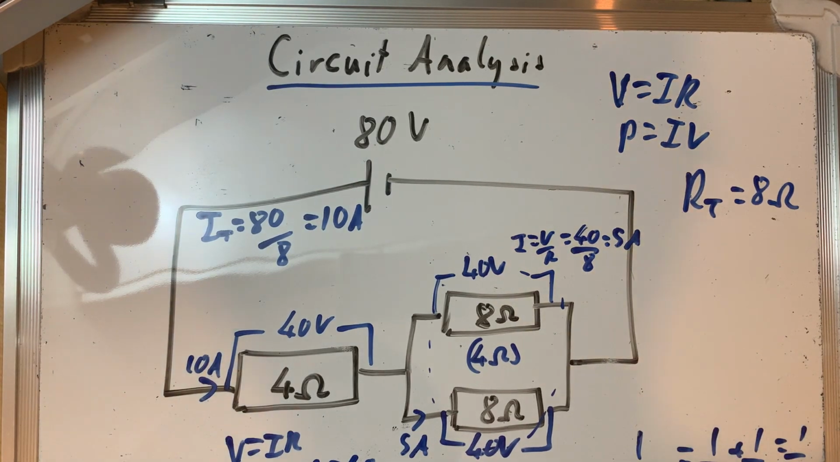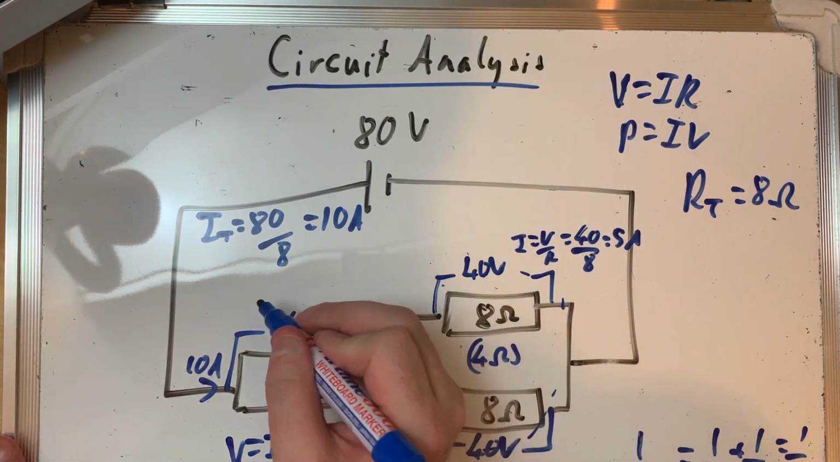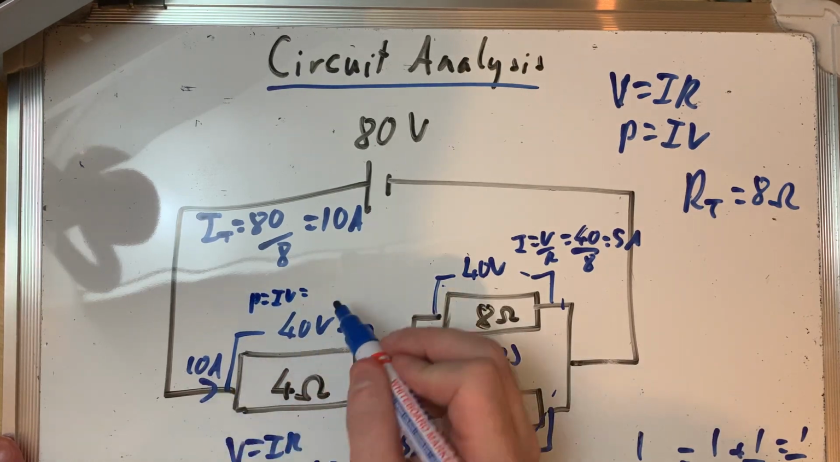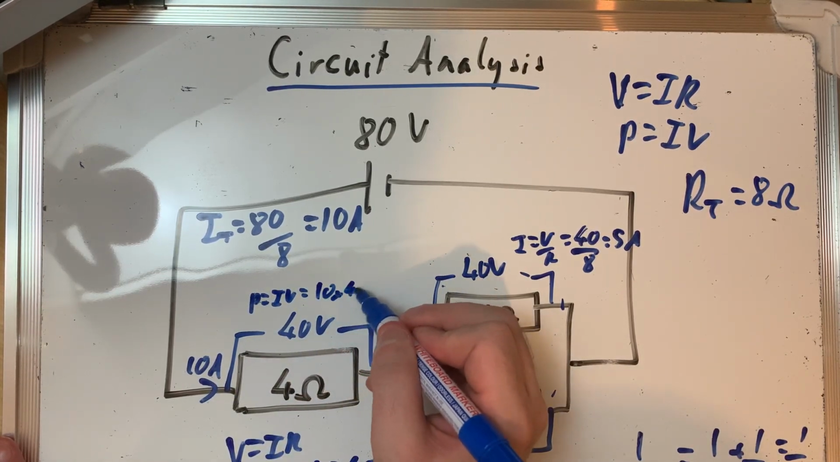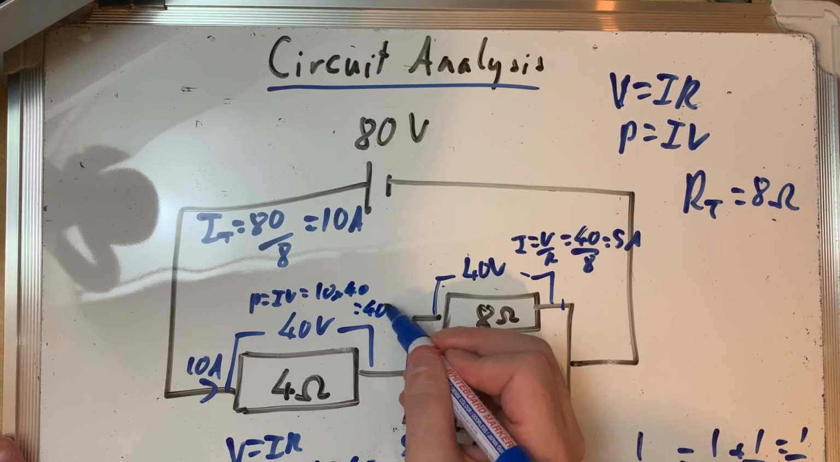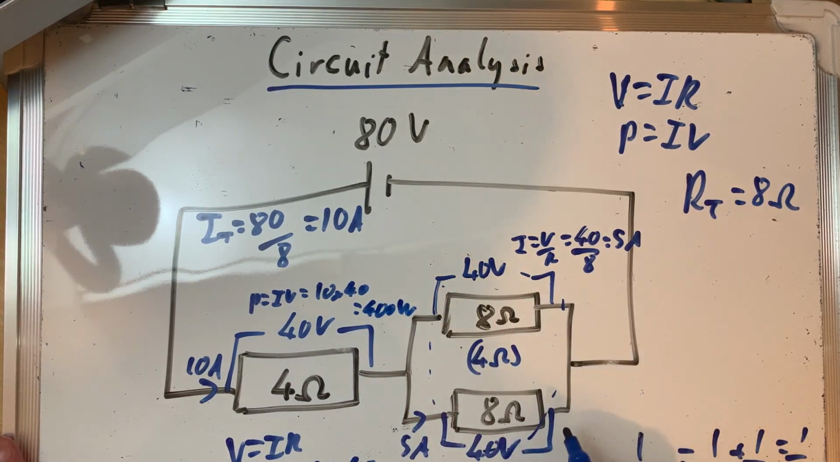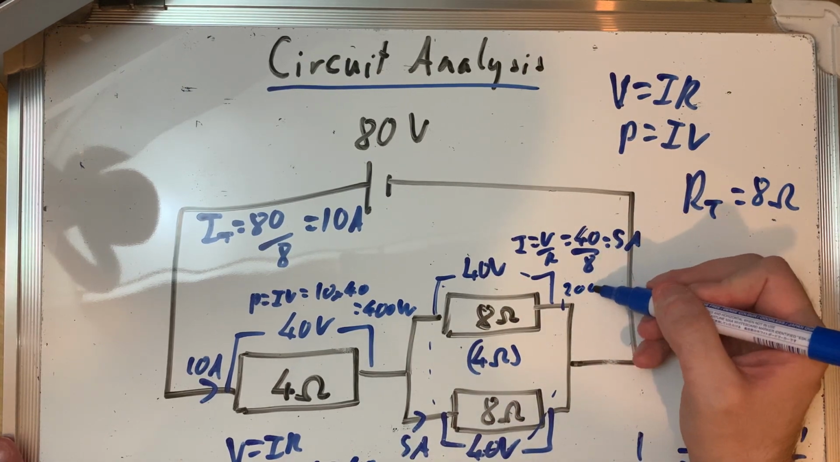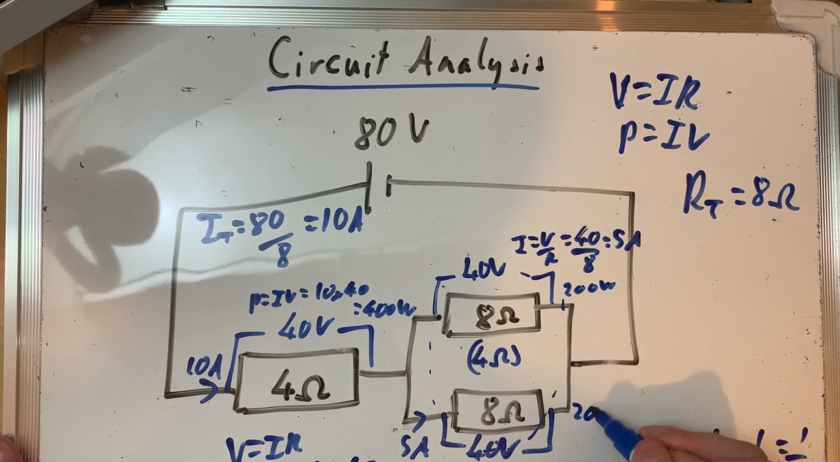Now we can get the power. So power is current times voltage for each thing. So here, current times voltage. I'll try and write on here without erasing these. So that's 10 times 40. That's 400 watts. Here, 40 times 5, that's 200 watts. 200 watts here.